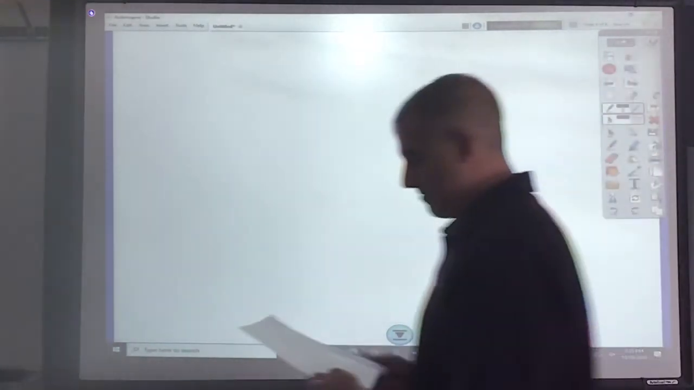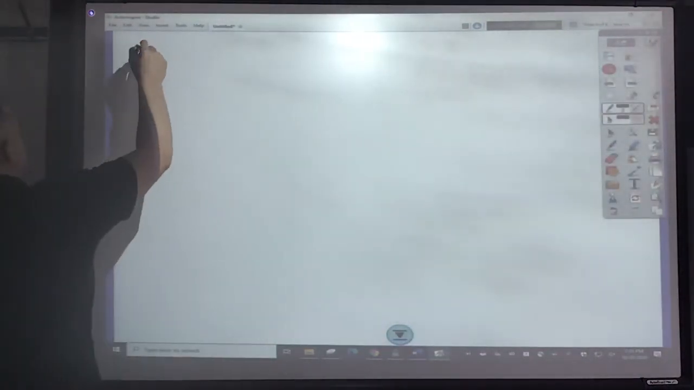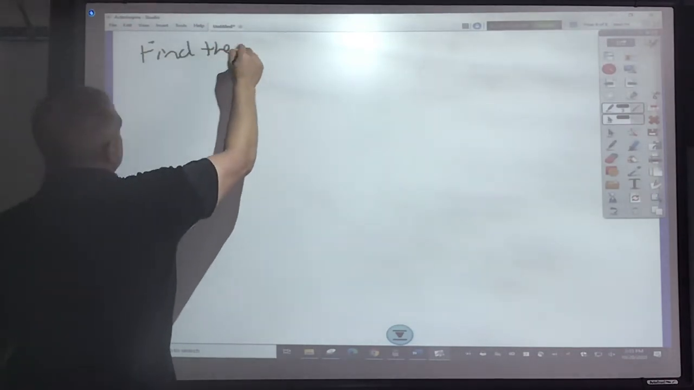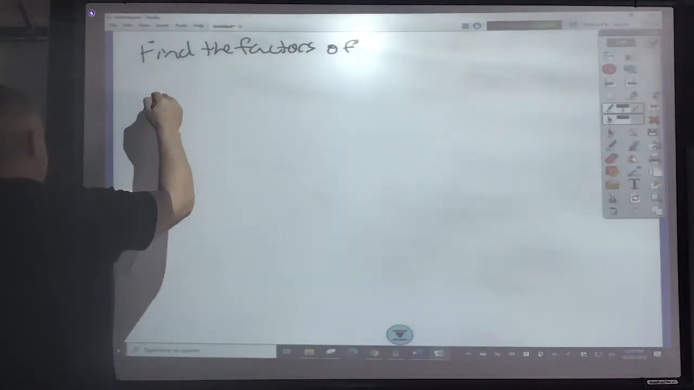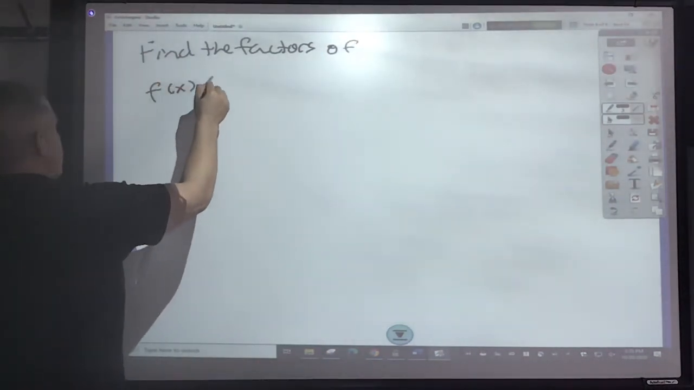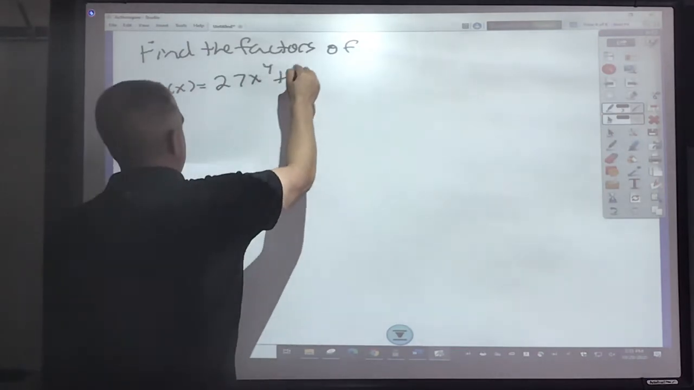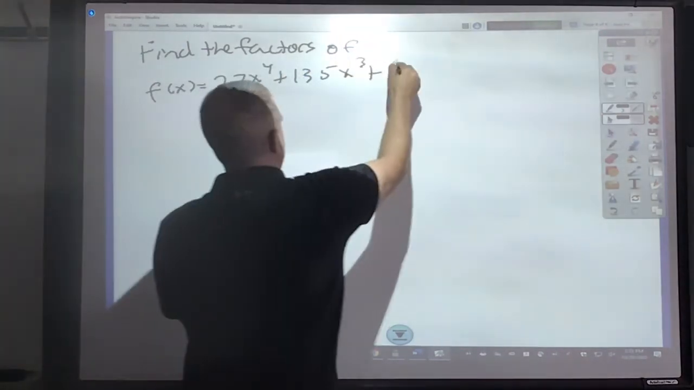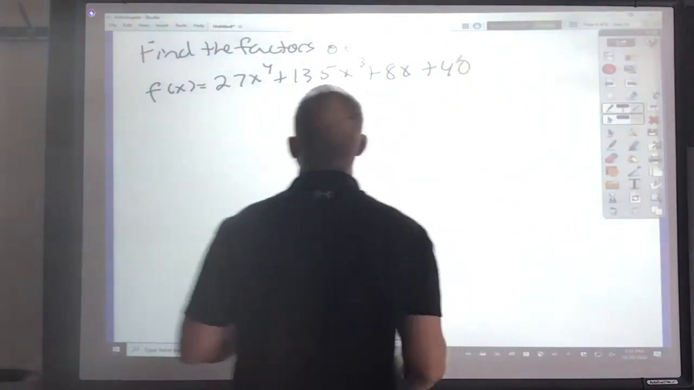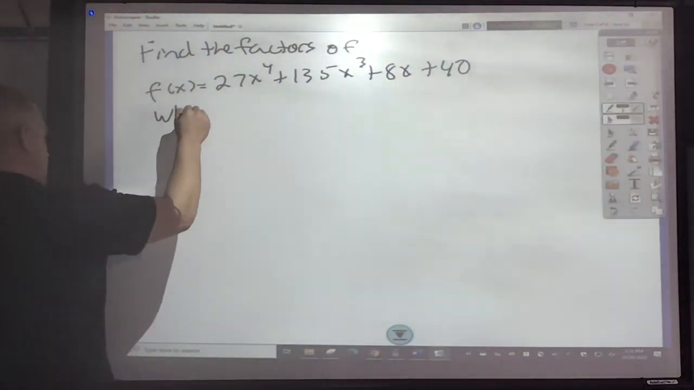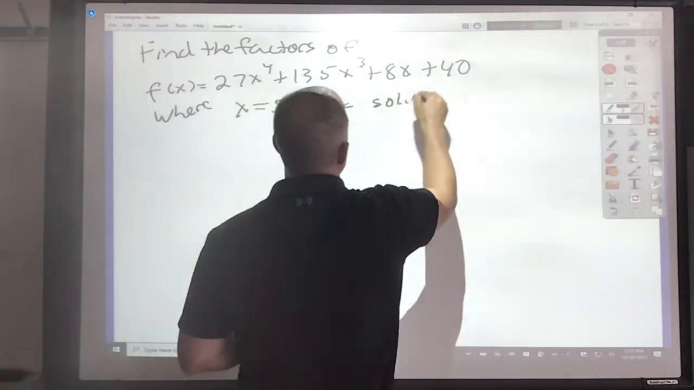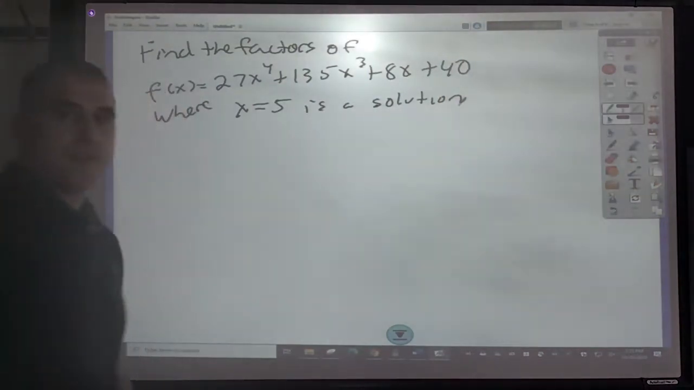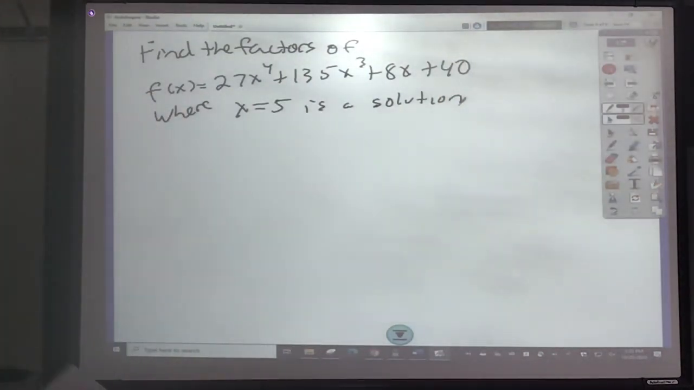Let's have you guys do one. Find the factors of, here's your function, 27x to the fourth plus 135x cubed plus 8x plus 40, where x equals negative 5 is the solution. Go ahead and pause your video and see if you can work through that one. Go ahead and unpause.